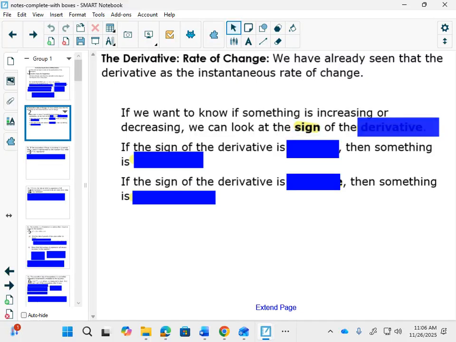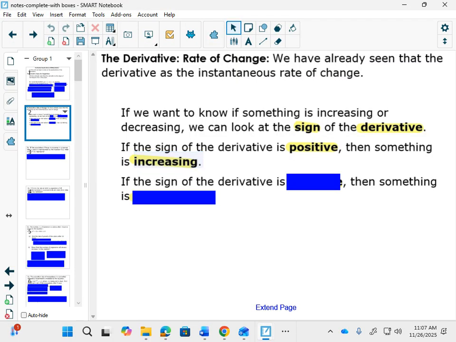If we want to know if something is increasing or decreasing, we can just look at the sign of the derivative. A positive derivative means that you have a positive rate of change. Your y value is increasing as your x value is increasing, which would mean that your graph is increasing. So if the derivative is positive, your graph is increasing. If your derivative is negative, then your graph is decreasing.